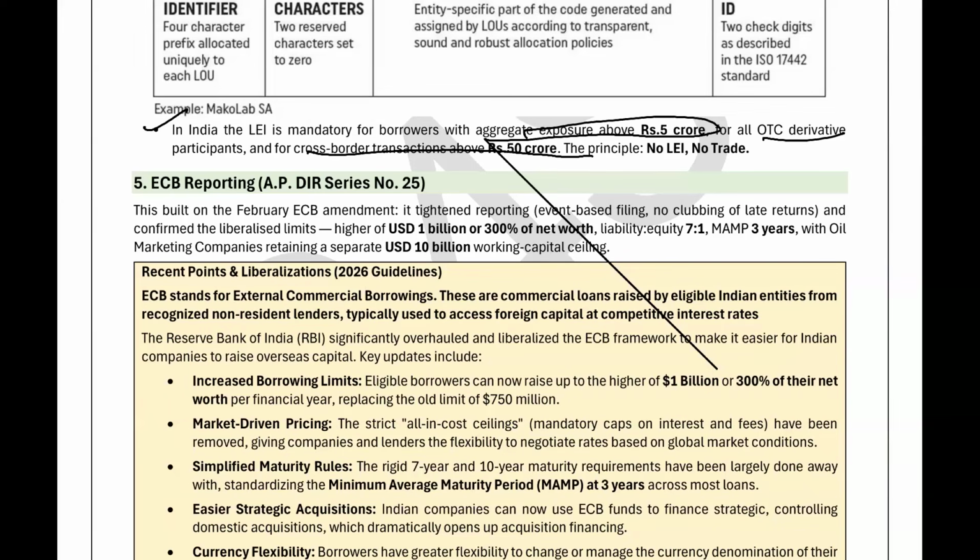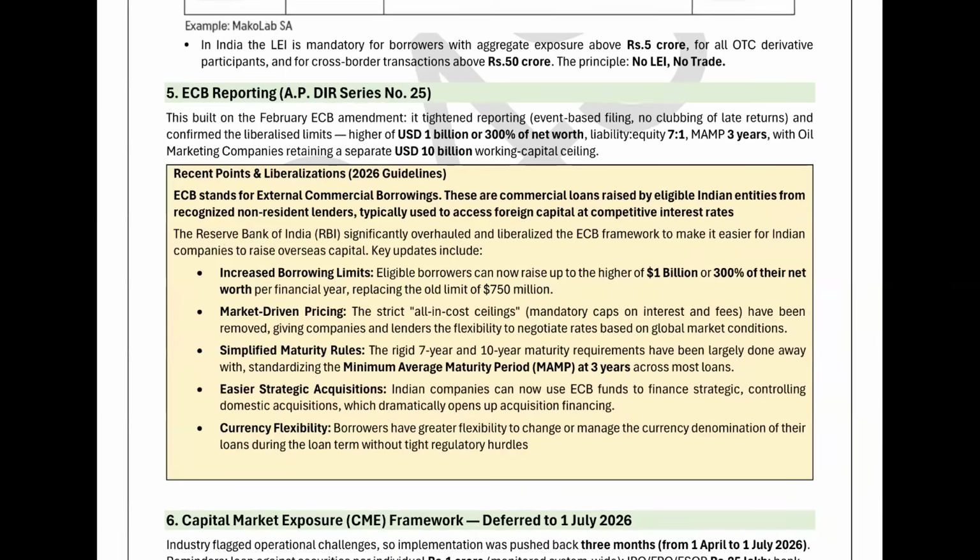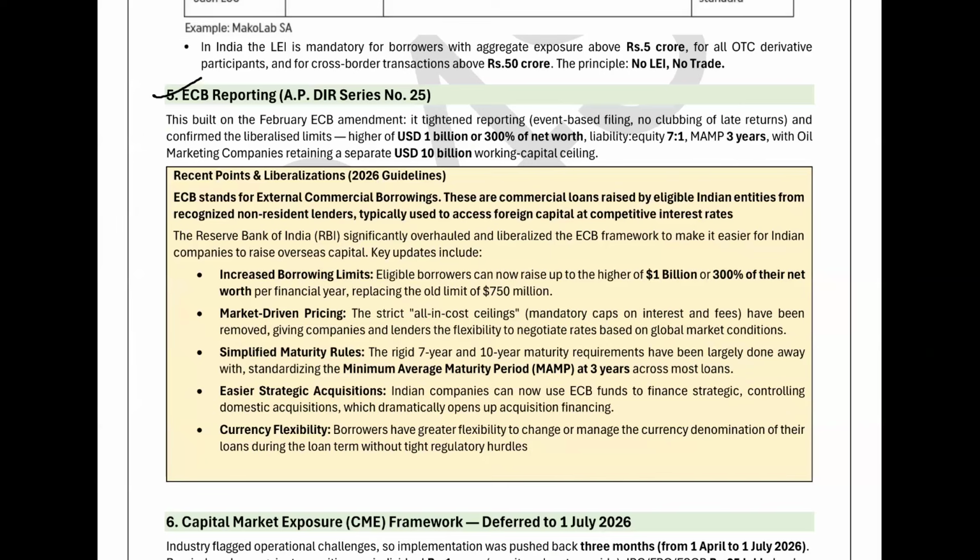Now, this is not that important. मेरे हिसाब से this fifth circular news for March is not important for your prelims examination, more important for your mains. So please note it down. मार्च मंथ में ये जो फिफ्थ सर्कुलर है, that is APDIR series number 25. बस उसमें ये समझ लेना कि ECB अमेंडमेंट से रिलेटेड है.